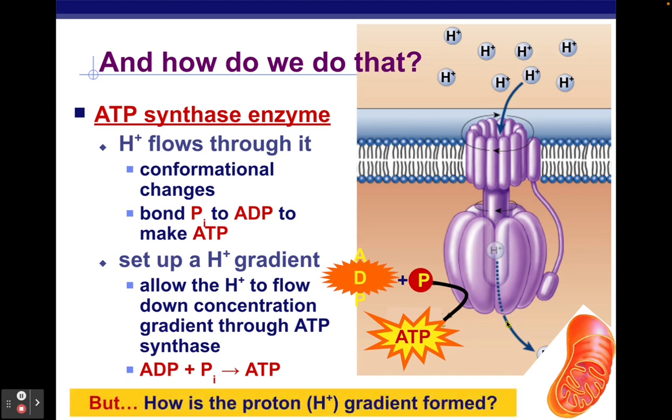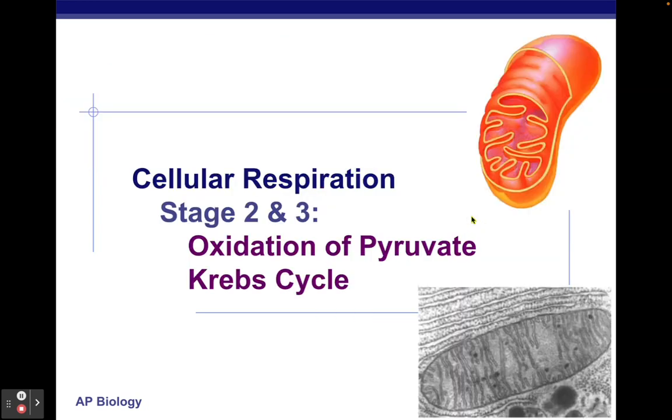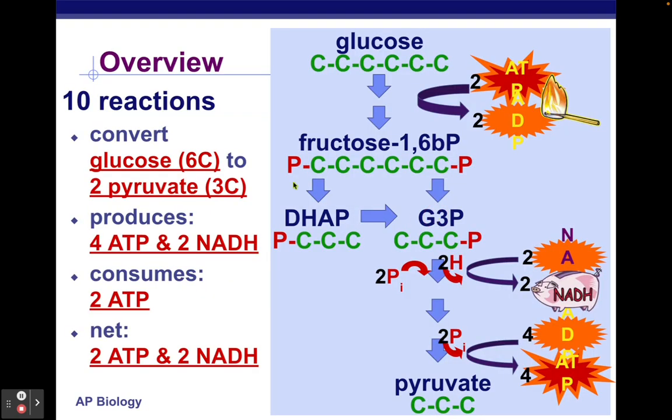Okay, so how is the gradient formed? Ultimately, this is where we want to get to. How is this gradient formed? I want you to keep that in your mind. All right. Let's see where we are. So we're going to talk about stage 2 and 3. So this is the overview.